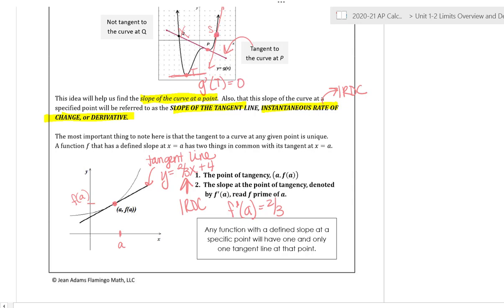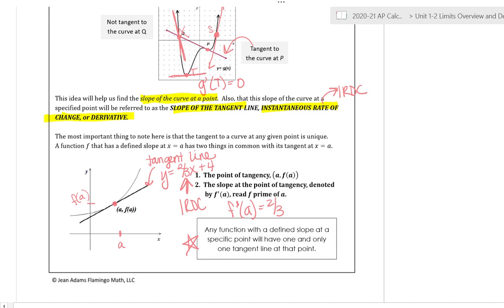At S, that would be a really high positive value because my slope is increasing at a rapid rate. And if I were to draw the line of tangency at, let's say, point Q, g prime of q would be a negative number. The other key thing to note is that any function with a defined slope at a specific point will have one and only one tangent line at that point.